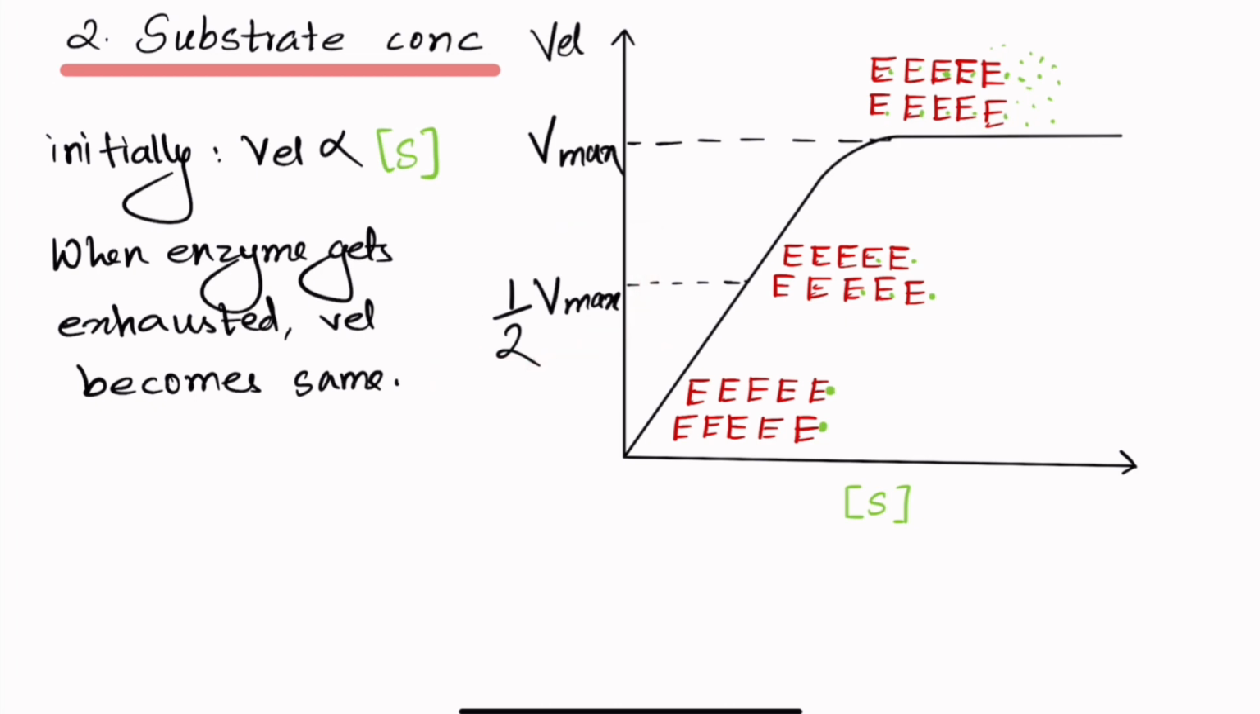Upon further increasing the substrate concentration, a point comes where all the enzymes get exhausted by the substrate molecules. At that particular condition, the velocity of the reaction is maximum. Upon further increasing the concentration of the substrate, no change arises in the velocity of the reaction because all the enzymes have been exhausted or used up.